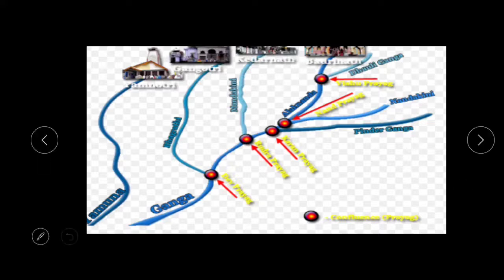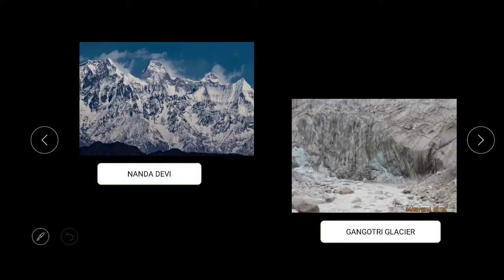The river Alkananda rises 48 kilometers north of the Himalayan peak at Nanda Devi. So it originates from these areas, around 48 kilometers north of the Himalayan peak, and from there it starts the river Alkananda.